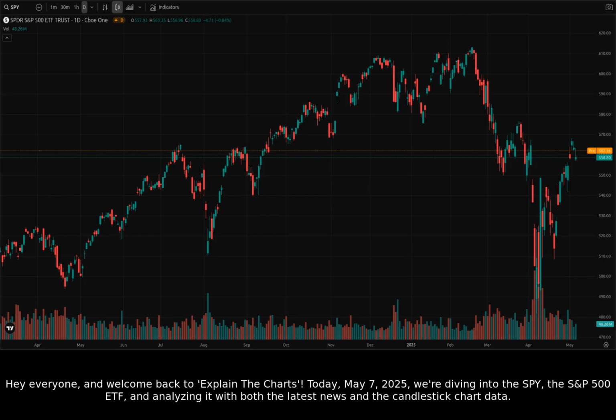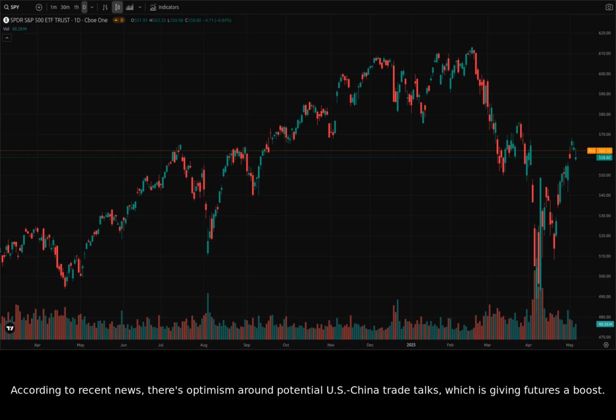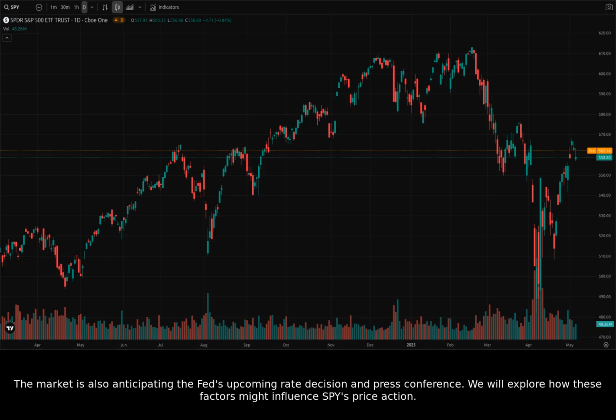Today, May 7th, 2025, we're diving into the SPY, the S&P 500 ETF, and analyzing it with both the latest news and the candlestick chart data. According to recent news, there's optimism around potential U.S.-China trade talks, which is giving futures a boost. The market is also anticipating the Fed's upcoming rate decision and press conference. We will explore how these factors might influence SPY's price action.